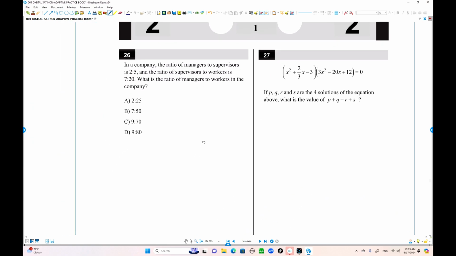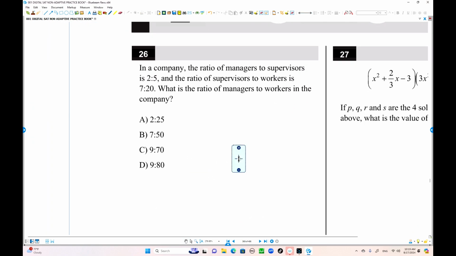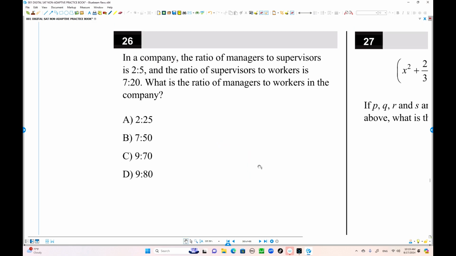Here we go, number 26. Compute the ratio of managers to supervisors. It's 2 to 5. I'm going to use the ratio form, okay? So managers and supervisors equal 2 to 5 here. The ratio of supervisors to workers is 7 to 20, right? Supervisors to workers, that is 7 to 20. From here, what is the ratio of managers to workers?